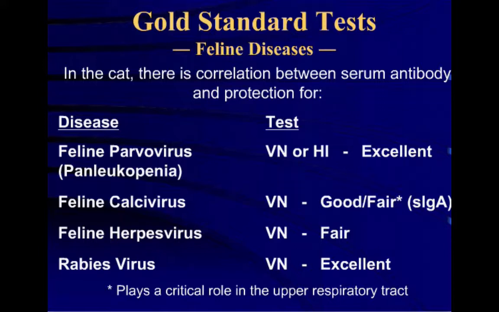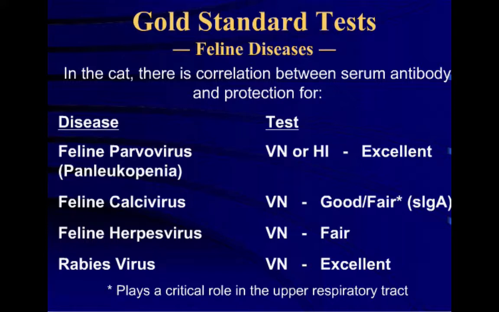Now, with regard to feline calicivirus, virus neutralization is the test, but serum antibody is only good to fair because this is a respiratory pathogen. Secretory IgA, which you can't measure with serum, is often playing a role. And you would also have to look at multiple caliciviruses, because there are many, to know what you have immunity to, and you may not have equal immunity to all of them.